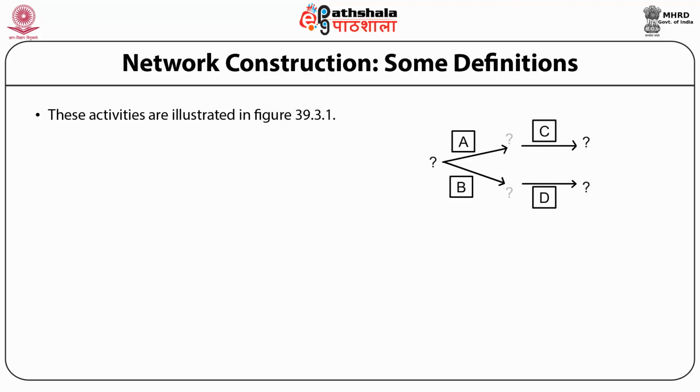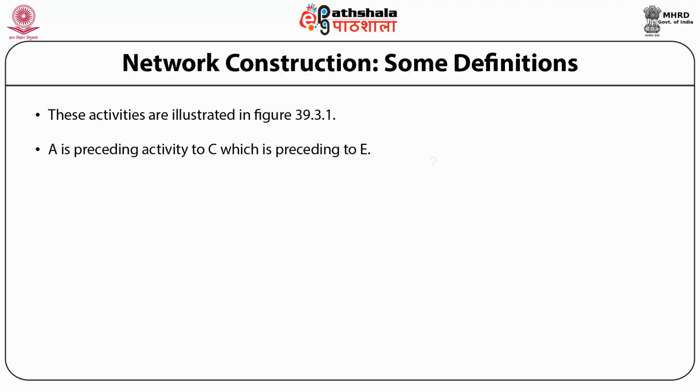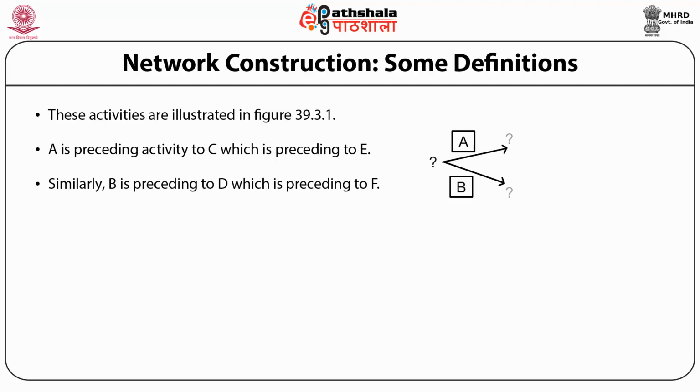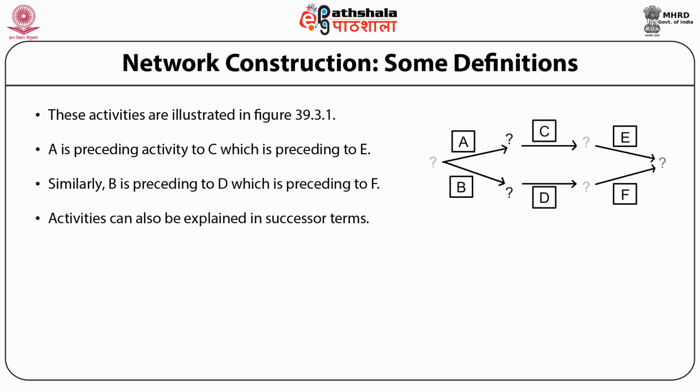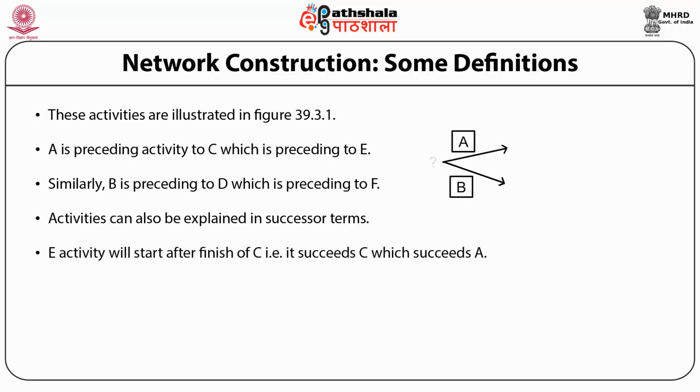This is an activity on arrow network diagram. A is the preceding activity to C, which is preceding to E. Similarly, B is preceding to D, which is preceding to F. Activities can also be explained in successor terms. Activity E will start after the finish of C, that is, it succeeds C, which succeeds A. Similarly, F succeeds D, which succeeds B.